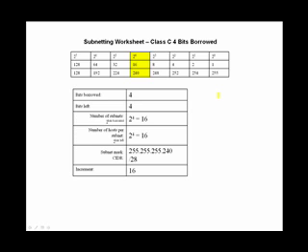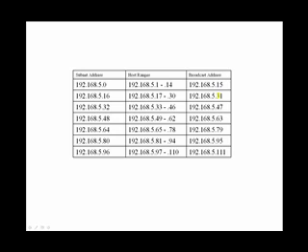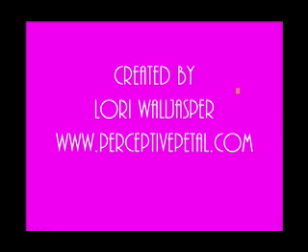Now you can see that I have subnetted a Class C license with 4 bits borrowed with all the information I need. You can see how easy it was to subnet a Class C license or any license using Lori's circle shortcut.